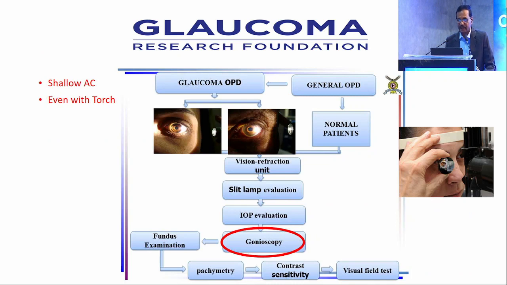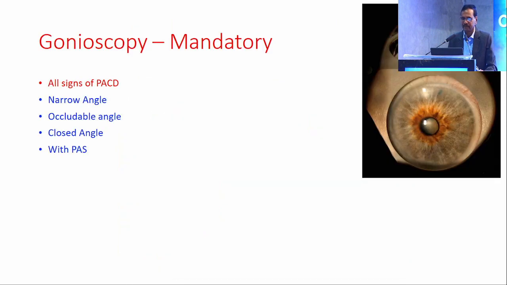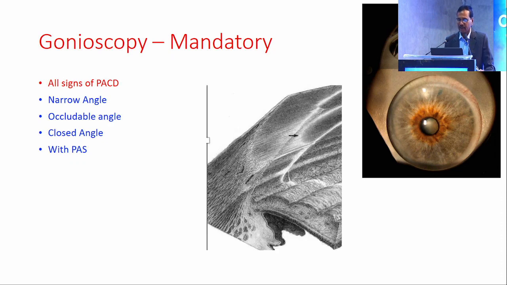And as for the pattern of investigation, start with a simple torchlight flashlight test. And as Dr. G.V. Reddy says, gonioscopy is mandatory. I stress more upon gonioscopy. Do gonioscopy, repeat on the second day, third day, till you are confident about the angle configuration. So gonioscopy is mandatory, which shows narrow angles, occludable angles, closed angles, as well as peripheral anterior synechiae.